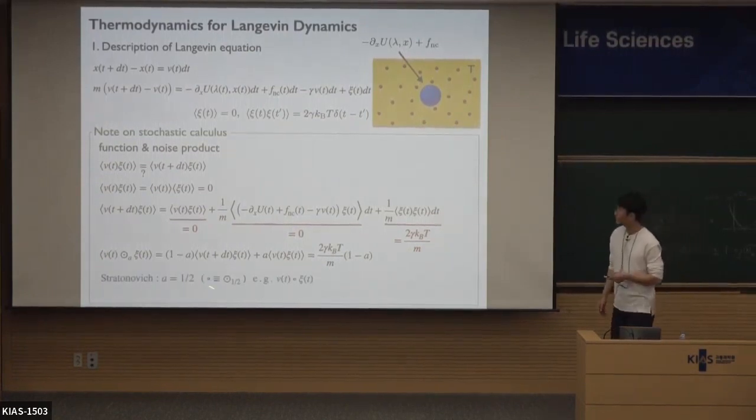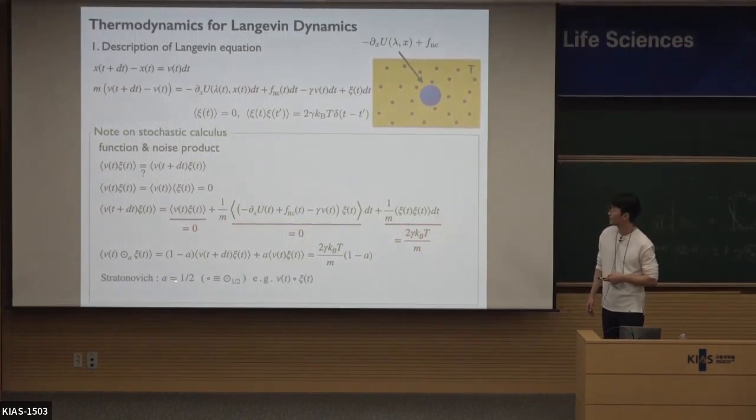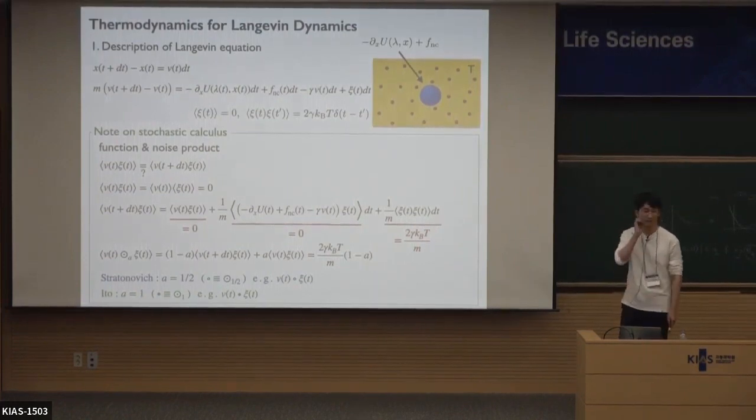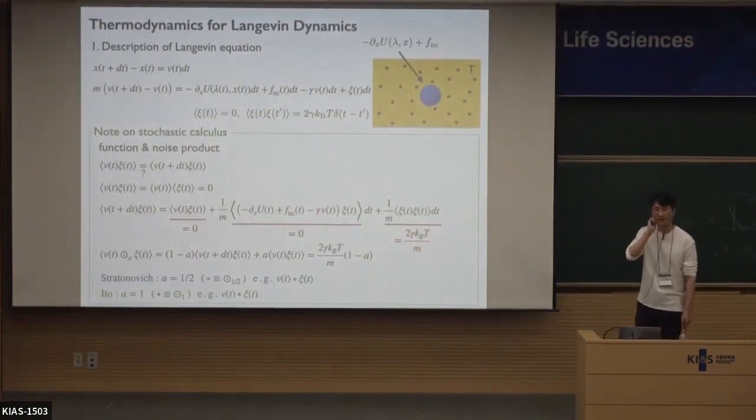Okay, and then there are some special values of A. When A is equal to 1/2, this case is called the Stratonovich product. If I use this open circle notation for the product, it means that the product is Stratonovich, A equal to 1/2. And when A equals 1, this product is called the Ito product. If I use the filled circle notation, it means that the product is an Ito product. There are two frequently used products in stochastic calculus.